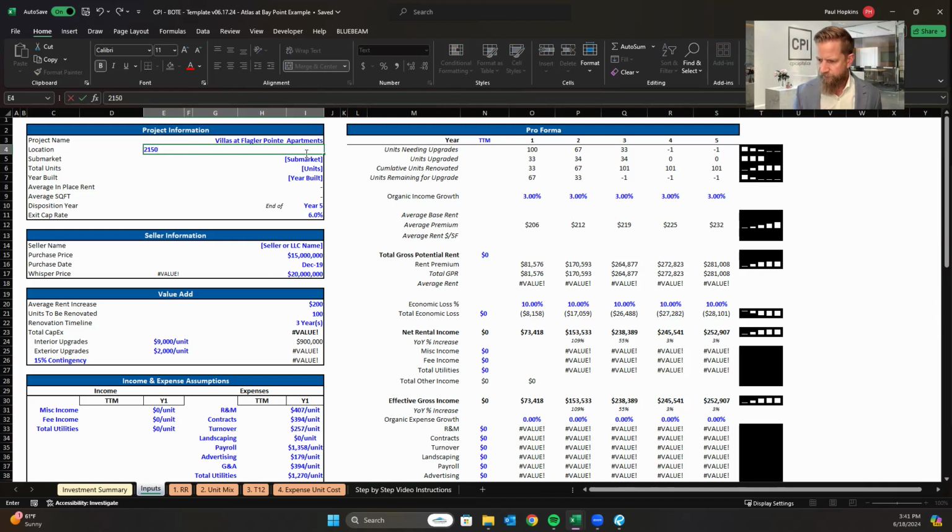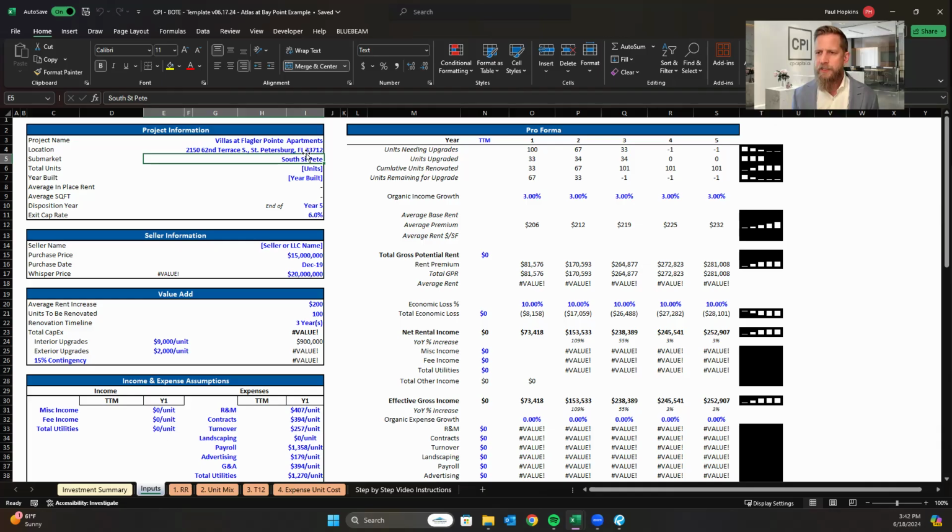So 2150 62nd Terrace South and St. Petersburg, Florida 33712. Submarket, this is South St. Pete. Now the submarket, meaning that CoStar has their own definitions of submarkets. You may be familiar with whatever submarket your property is located in. This is just to kind of differentiate where the property is really located within a certain market.